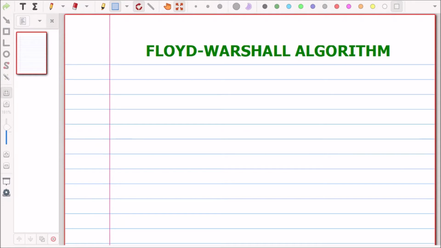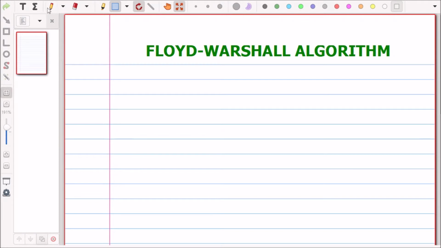In Dijkstra algorithm or improved Dijkstra's algorithm, we start with any initial vertex, right? But in this algorithm, we will not start with any vertex. So we will get the shortest distance between any two pair of vertices. Okay, so let us just start with this.